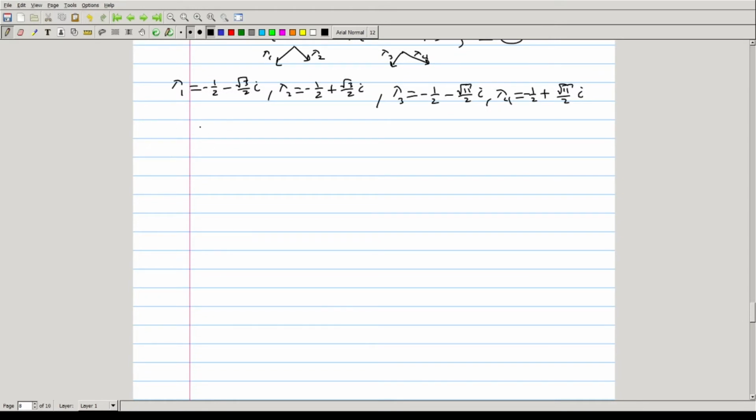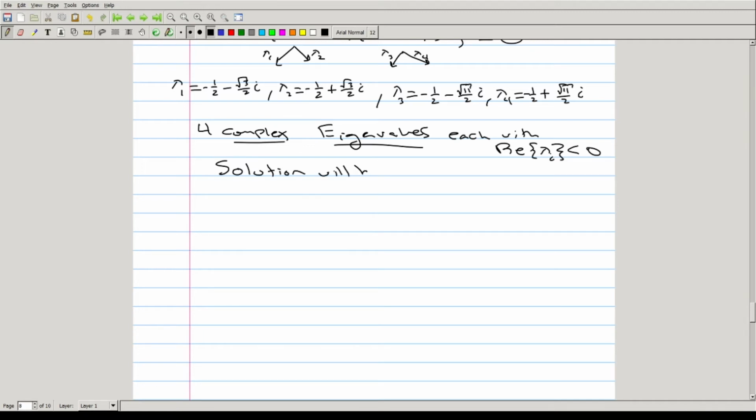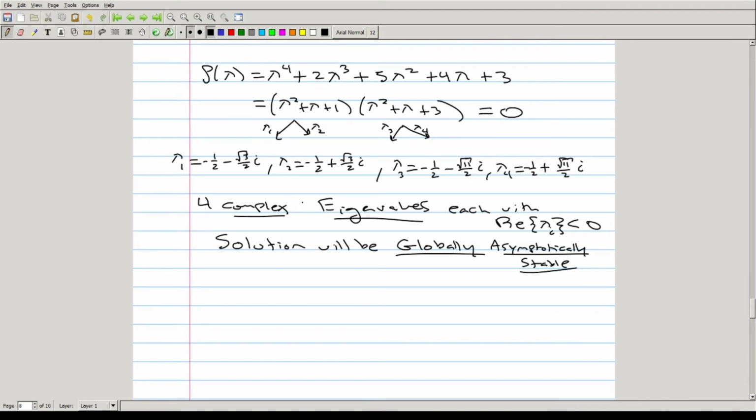So we have 4 complex eigenvalues, each with the real part of the eigenvalue less than 0, and they're actually equal, they're negative 1/2, and therefore our solution will be asymptotically stable. Specifically, we'll say it's actually globally asymptotically stable, due to the fact that each one of the eigenvalues has negative real part.